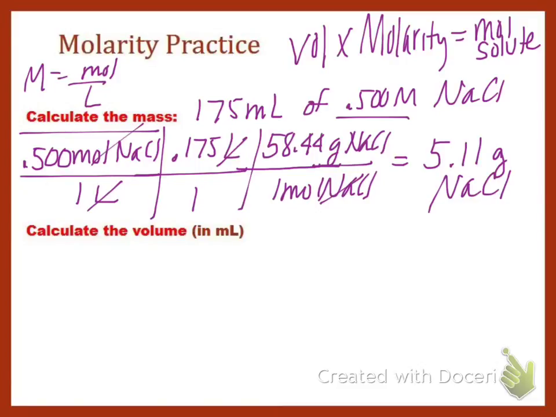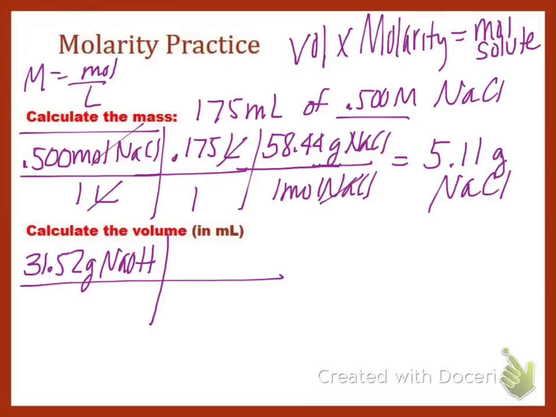Your next example says calculate the volume in milliliters needed to prepare 2.48 molar of sodium hydroxide containing the 31.52 grams. Okay? So we want to know how much volume we would need to add to the 31.52 grams to make it be that molarity. So we're going to start with the 31.52 grams that we know we have of sodium hydroxide. I know that I'm going to need to be in moles because molarity is dealing with moles. So I'm going to divide by the molar mass, which is 40.